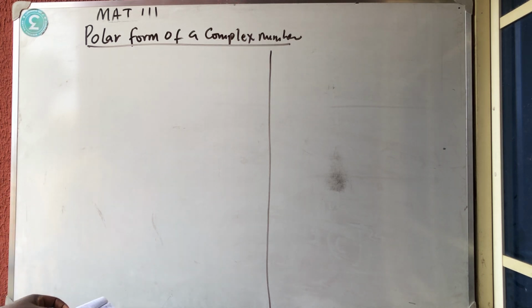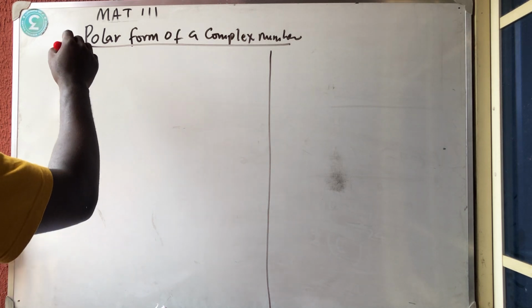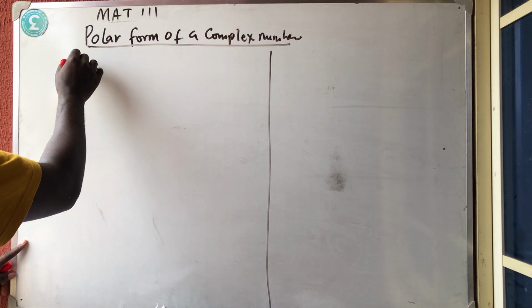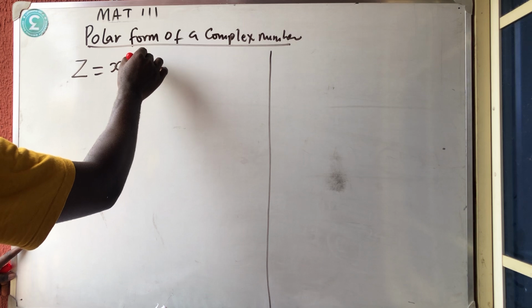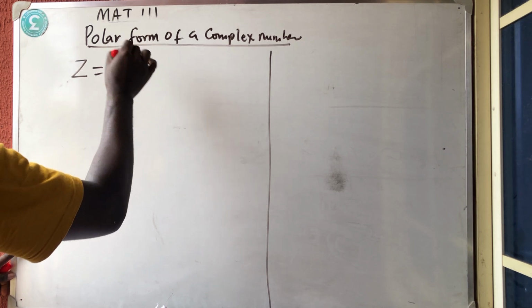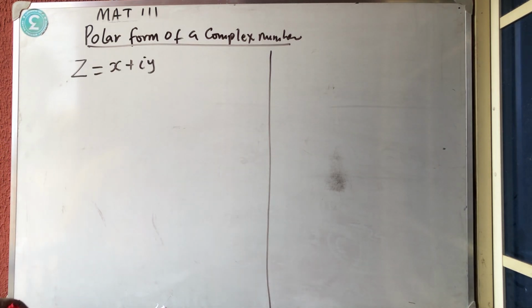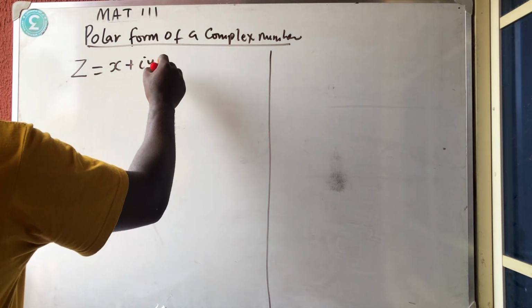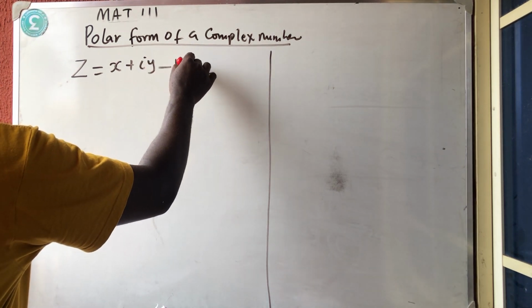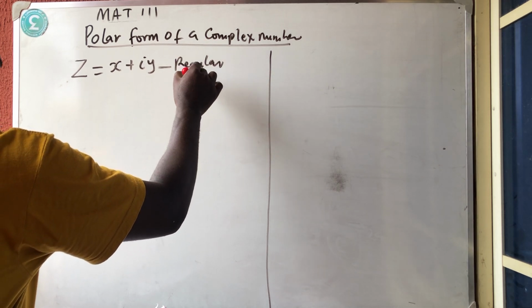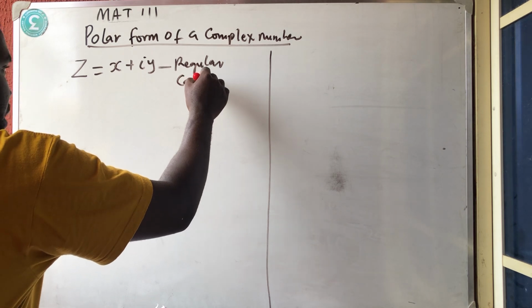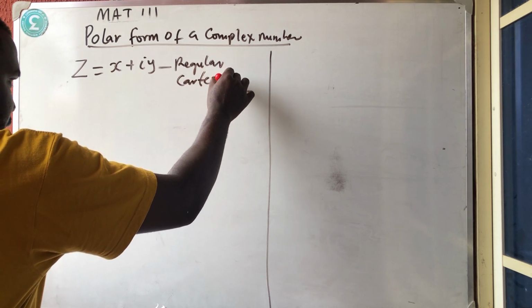Now, there are things you need to know before you find the polar form of a complex number. If we have a complex number, it is written as z is equal to x plus yi or iy. This is called the regular Cartesian form.